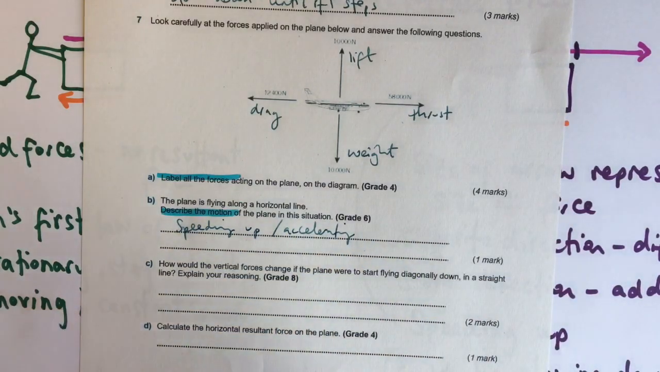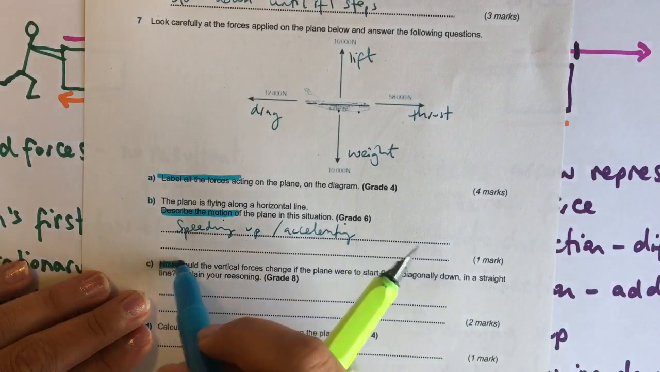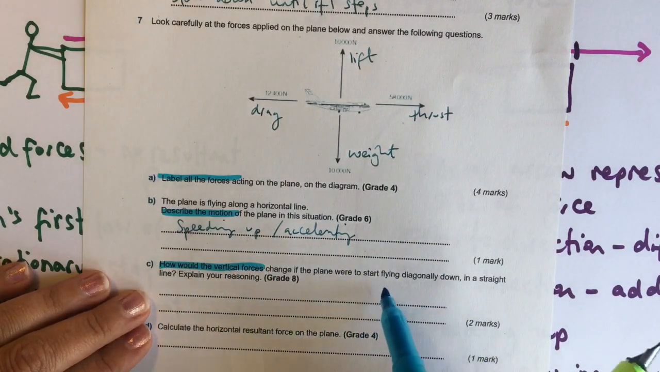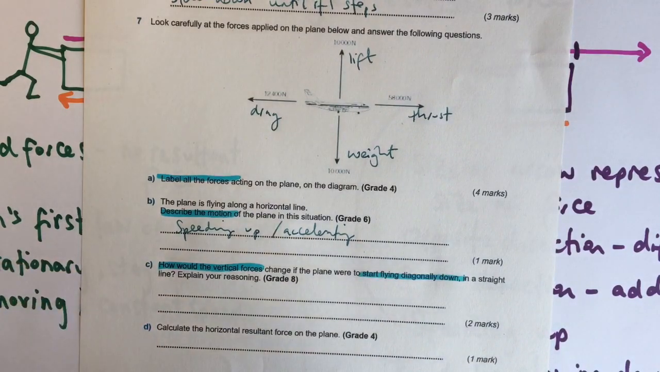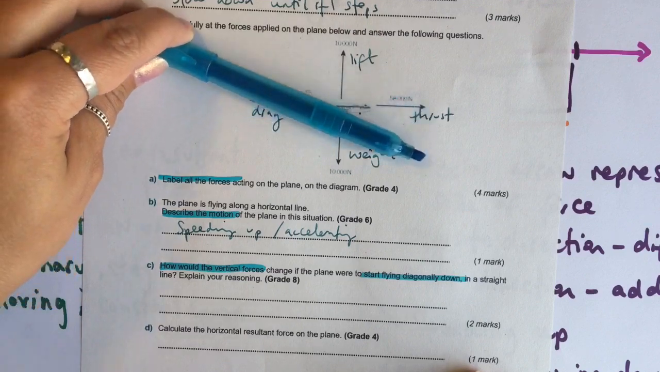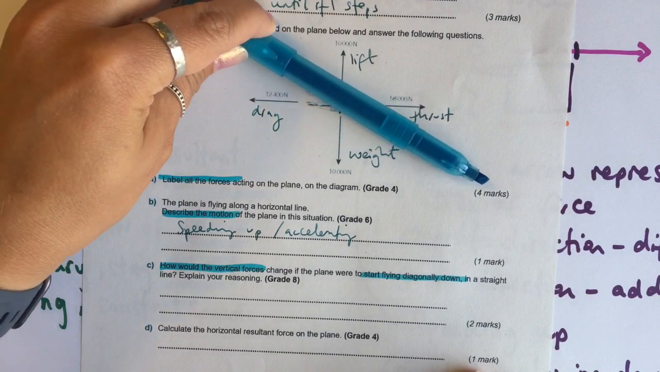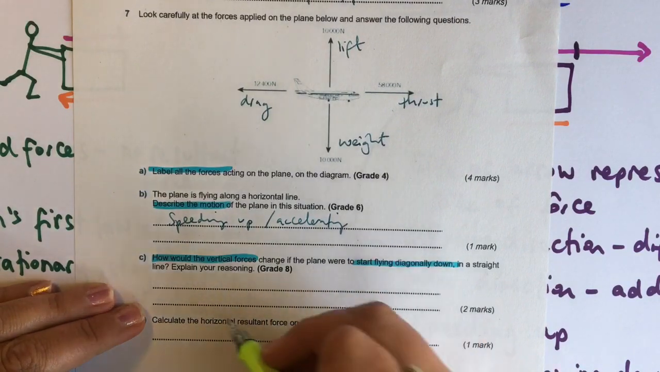Okay. How would the vertical forces change if the plane were to start flying diagonally down in a straight line? So it's travelling like this at the moment, and if it were to start to travel diagonally down, then the lift would have to decrease.